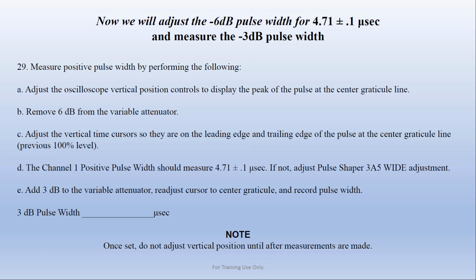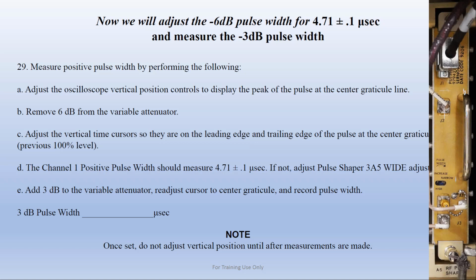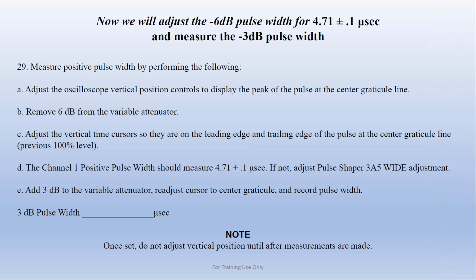We should measure 4.71 plus or minus 0.1 microseconds. If not, we'll adjust our pulse shaper with the wide adjustment. Once satisfied with this measurement, we'll add 3 dB to our variable attenuator and measure the 3 dB pulse width, just as we did in short pulse.